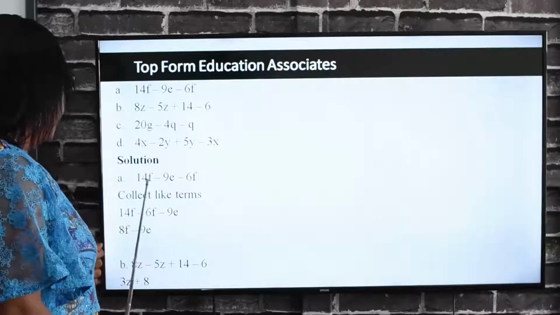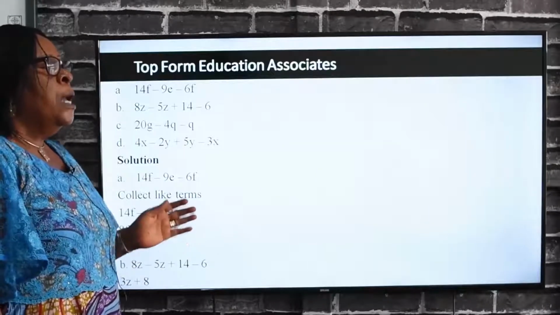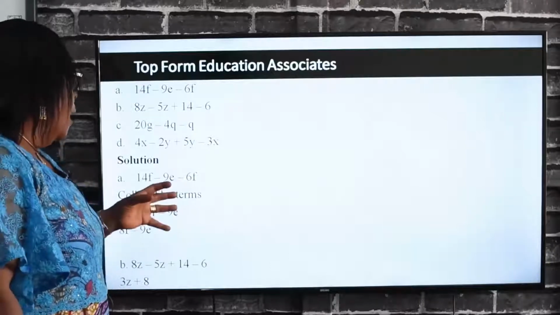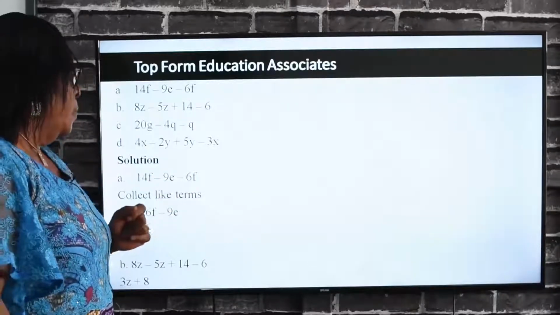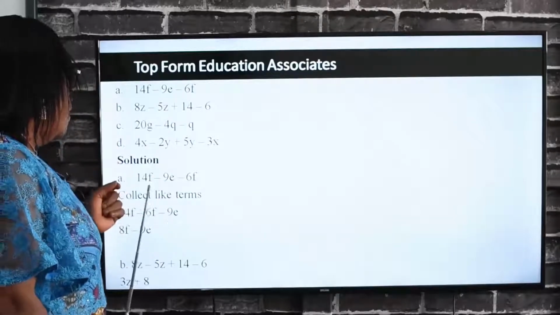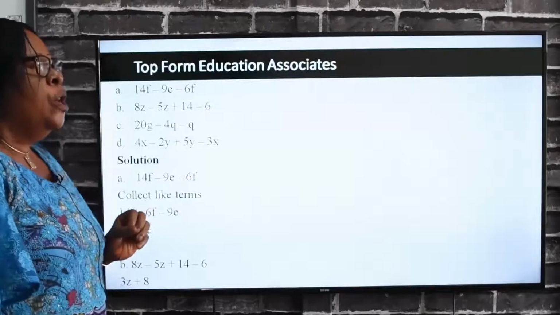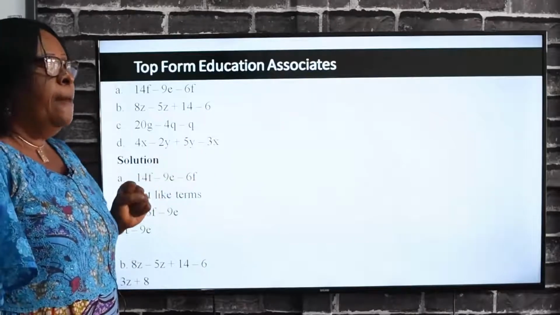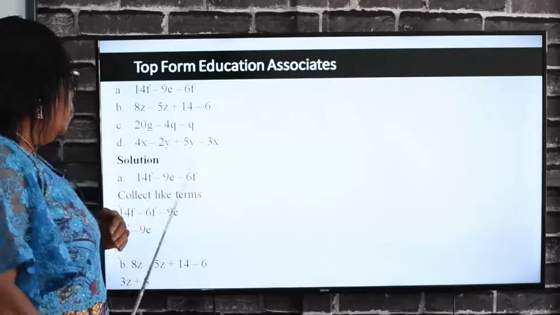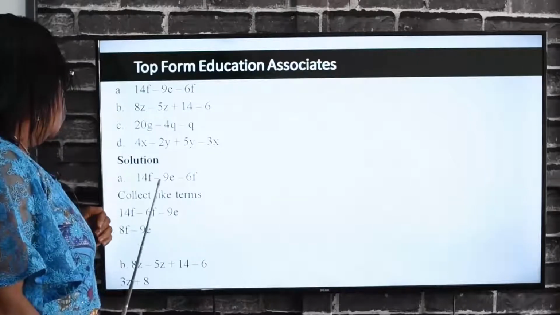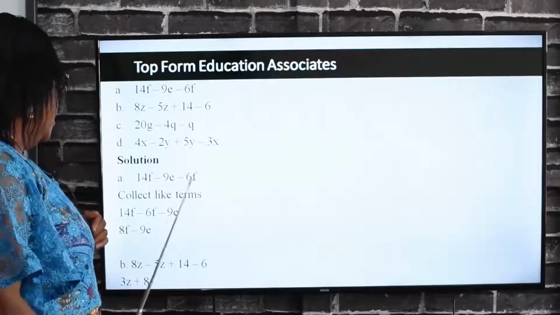A, 14f minus 9e minus 6f. In these examples, we are grouping by terms, like and unlike terms. We have terms f and e. f and e are unlike terms. So you bring the like terms together, you group them together, starting with positive. And this will give us, if we collect like terms, we will now have 14f minus 6f minus 9e.